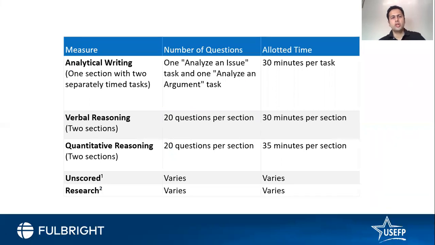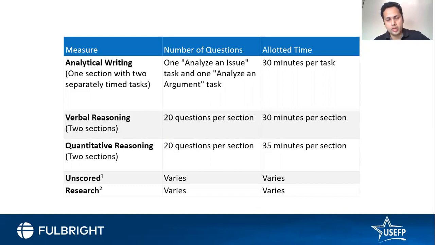So first, the GRE test. It has two analytical writing sections, 30 minutes each. And then there is a verbal reasoning section, having 20 questions, 30 minutes per section. Then quantitative reasoning, having 20 questions, 35 minutes per section. So you get 1.5 minutes in a verbal section to do one question.